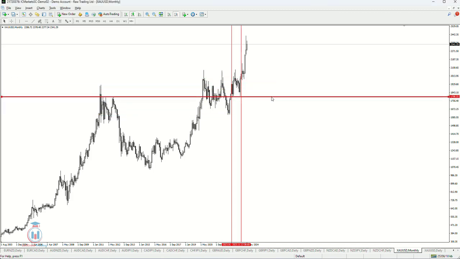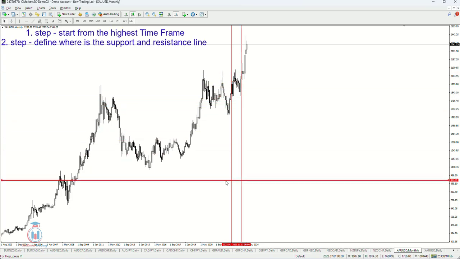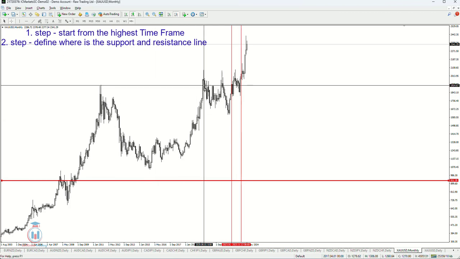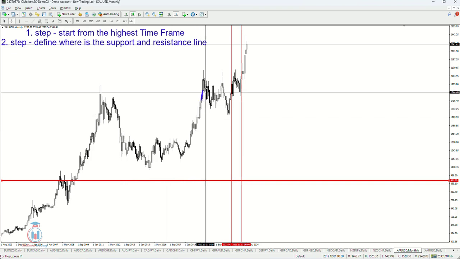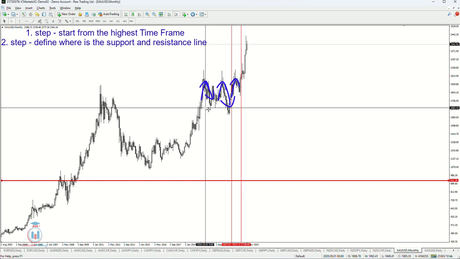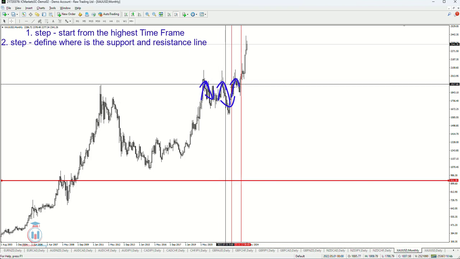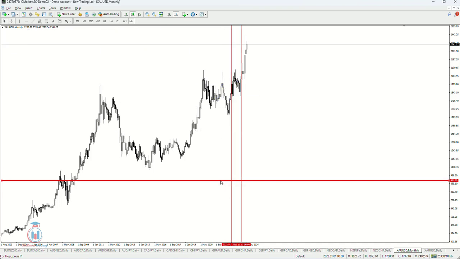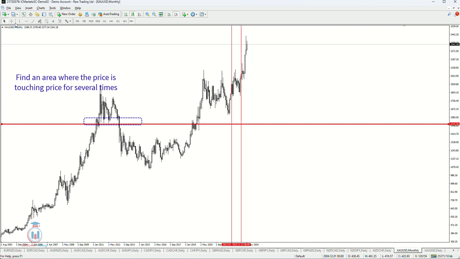The second step is how to define where the support and resistance lines are. When you take a look here on the chart, it's not very easy to define where the horizontal support could be or where the resistance holding the price could be. For example, like in this case, where the price is jumping up and down, and it's not following a scenario where there is a clean horizontal support or resistance. So we will start from this area here, for example from here where the price is touching. The idea is always to find where the price is touching the same area several times.